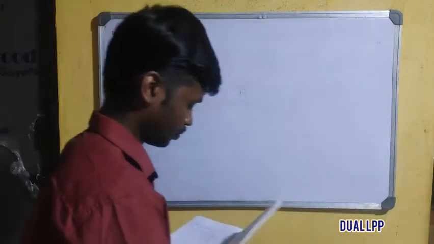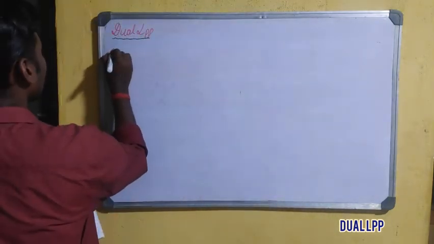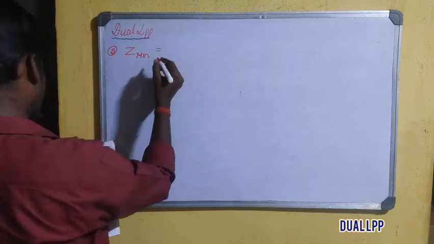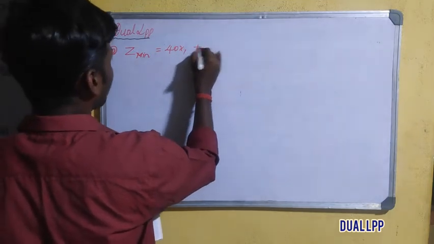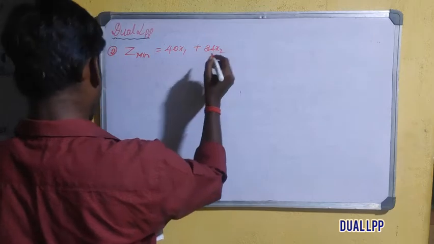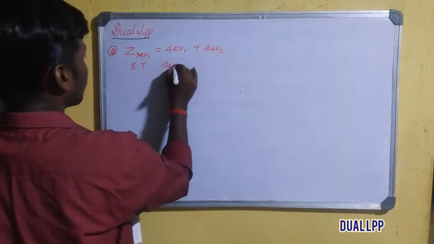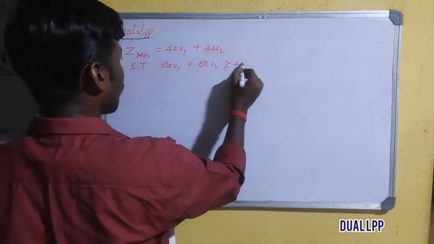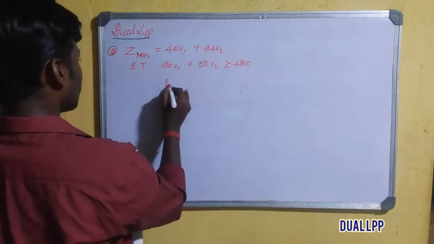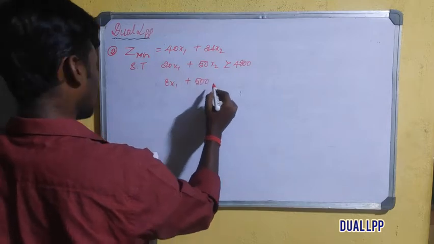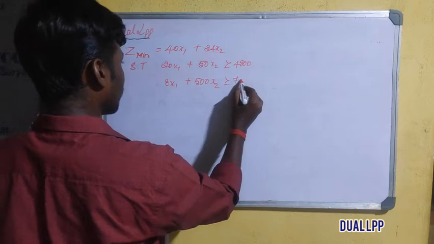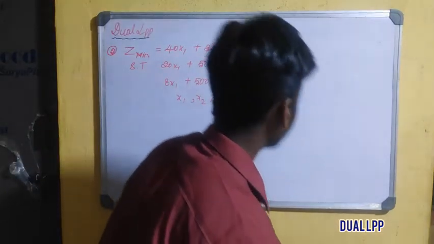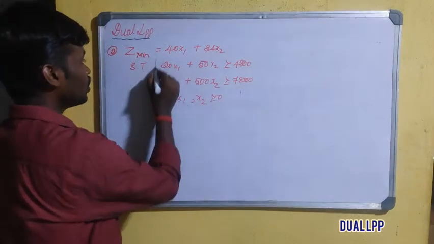See the second problem. Z minimum is equal to 40x1 plus 24x2, subject to 20x1 plus 50x2 greater than or equal to 4800, and 8x1 plus 500x2 greater than or equal to 7200, then x1, x2 greater than or equal to 0. Okay, so this is the primal problem.